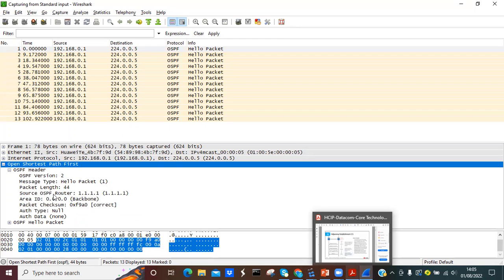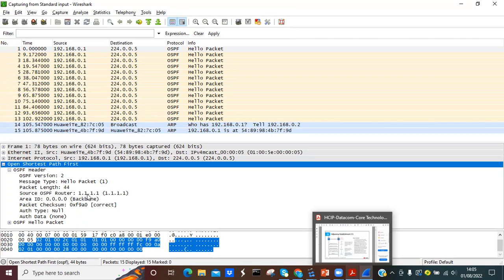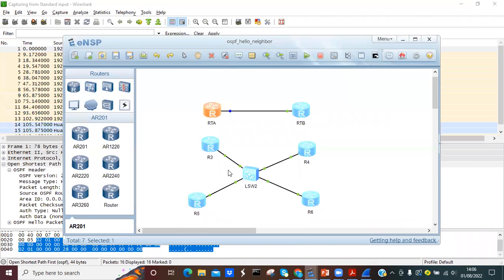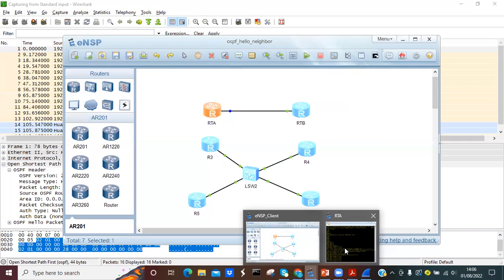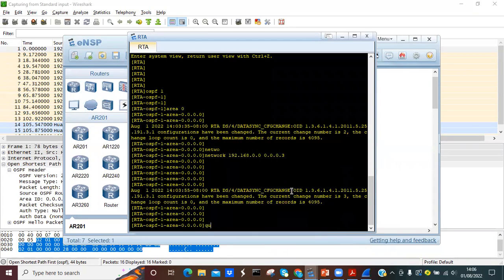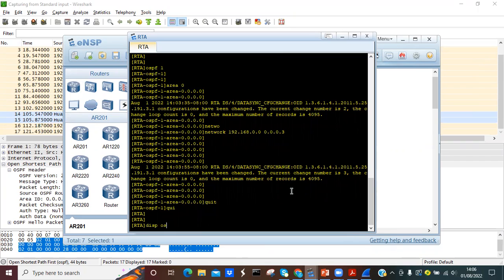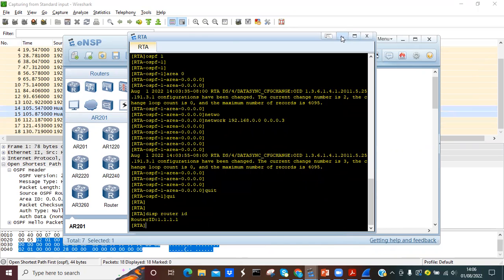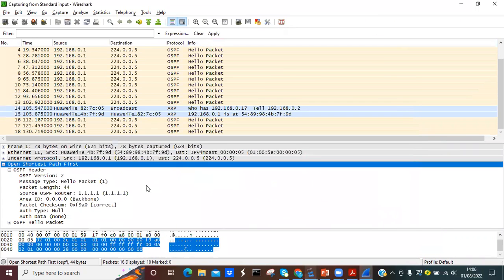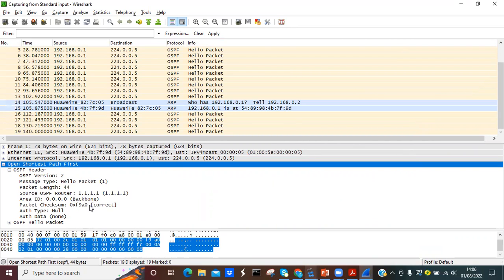And then the source OSPF router, it came from the router ID 1.1.1. Let's see whether that is its router ID. If we quit here, quit again, you can display router ID, and you see it's 1.1.1. So it came from this router. And then area, it's in area 0. And then the checksum, it tells us it's correct, so it has no errors. And then we are not using any authentication for this.